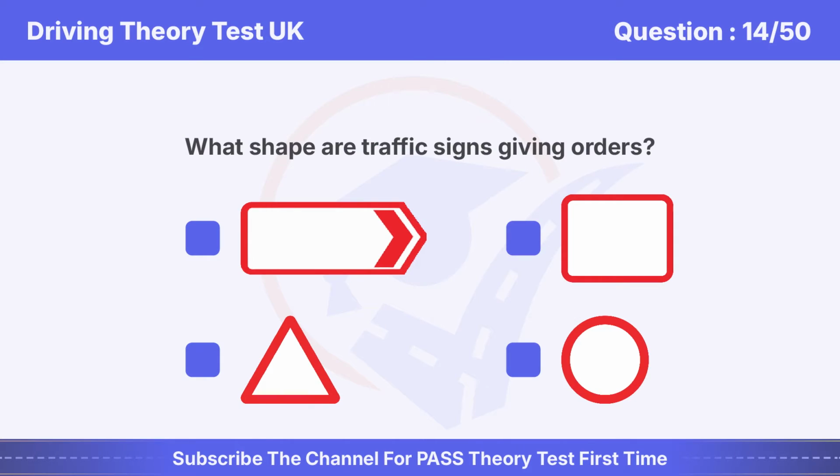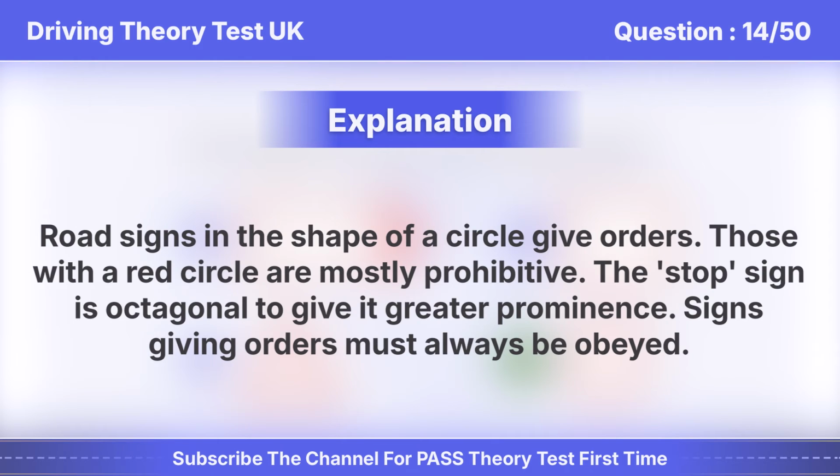Question 14. What shape are traffic signs giving orders? Answer is D. Road signs in the shape of a circle give orders. Those with a red circle are mostly prohibitive. The stop sign is octagonal to give it greater prominence. Signs giving orders must always be obeyed.